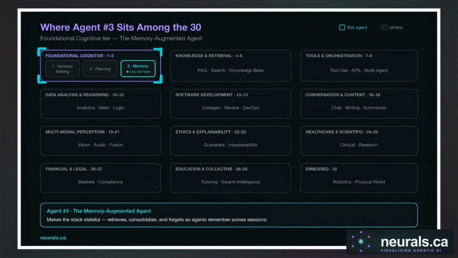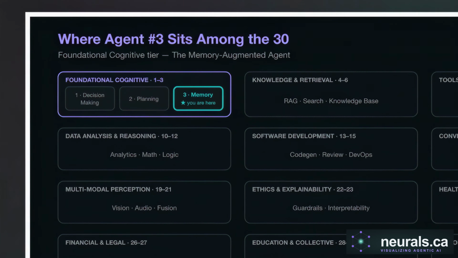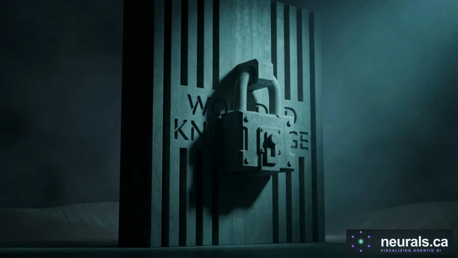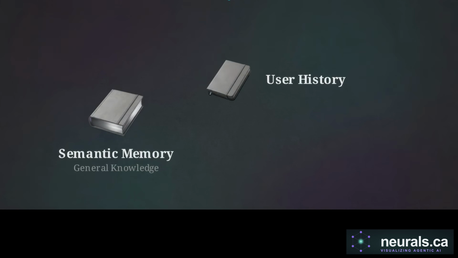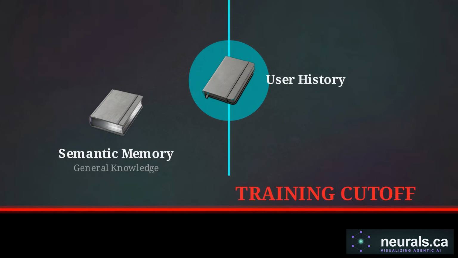Zooming out, we can now see the complete picture of the foundational cognitive triad. Agent 1 decides the immediate next move. Agent 2 plans for the future. And Agent 3 makes the entire stack stateful by looking backward. Yet Agent 3 has a distinct limitation. While it remembers the user's specific history perfectly, its general understanding of the world is permanently frozen at the underlying LLM's initial training cutoff date.